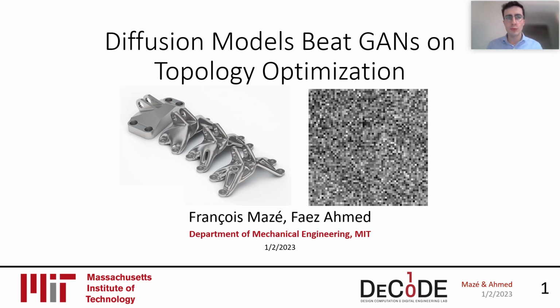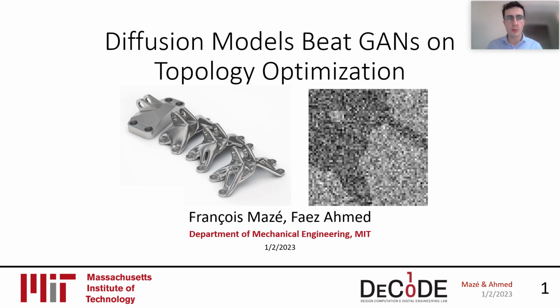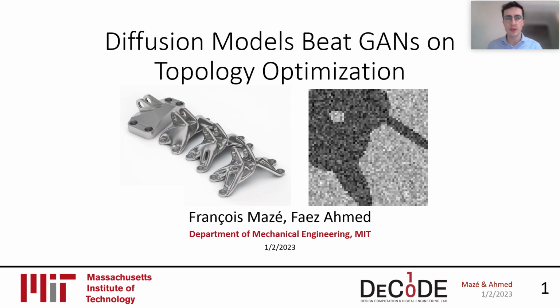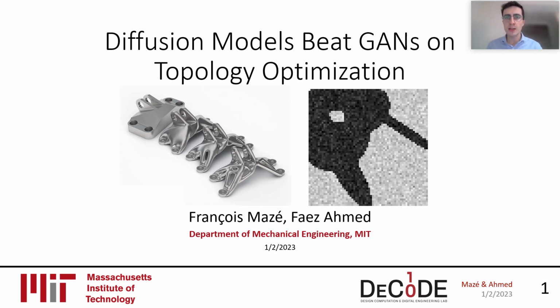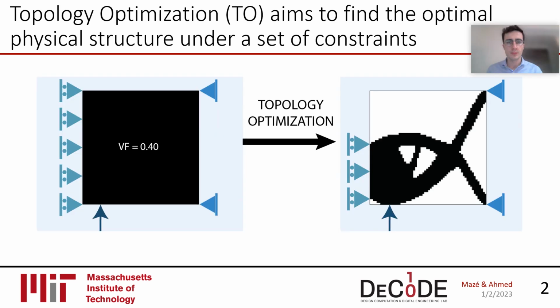Today I am going to present the work that I carried out in the Decode lab at MIT, advised by Professor Faiz Ahmed. The associated paper, entitled Diffusion Models Beat GANs on Topology Optimization, introduces a new diffusion model, TopoDiff, to an engineering design field. To start off the presentation, let me introduce topology optimization.